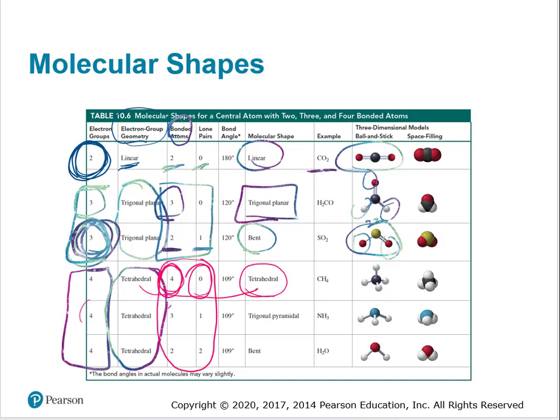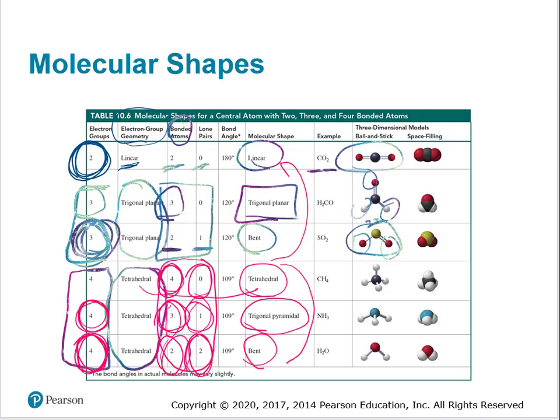This is if of those 4 things, 3 of them are atoms and 1 of them is a lone pair. Then I have a trigonal pyramidal shape. And of the 4 things coming out of the central atom, 2 are atoms and 2 are lone pairs. So that would be a bent structure. Those all go together, these go together. And here are examples of each of those tetrahedrals.